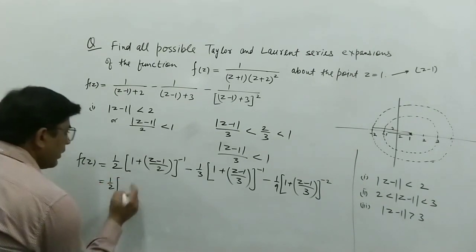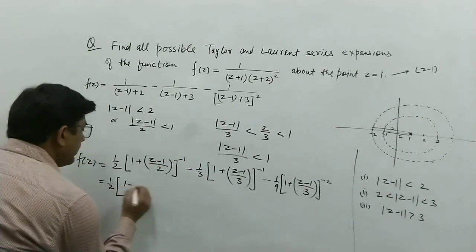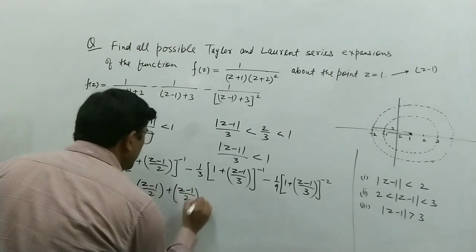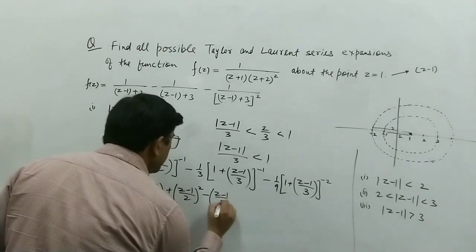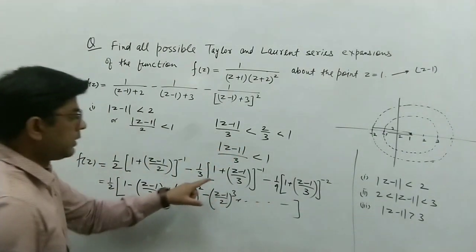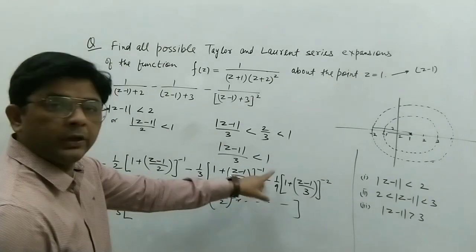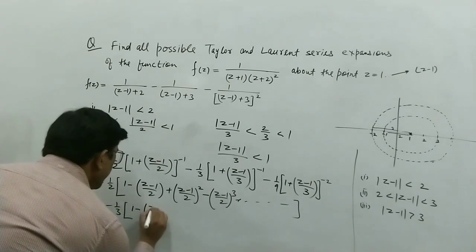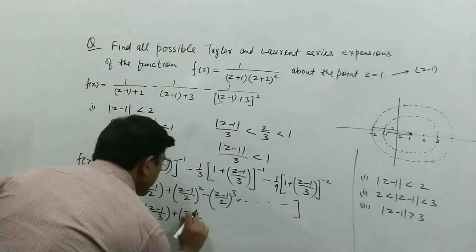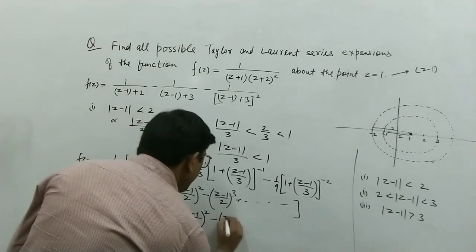So this is 1 upon 2. We are using the formula 1 plus x to the power minus 1. That will be 1 minus x plus x square minus x cube and so on, where x means z minus 1 by 2: 1 minus z minus 1 by 2 plus z minus 1 by 2 square minus z minus 1 by 2 cube and so on. This is the first expansion. In the second term, again we have minus 1 upon 3, so we use the same formula: 1 minus z minus 1 upon 3 plus z minus 1 upon 3 square minus z minus 1 upon 3 cube and so on.